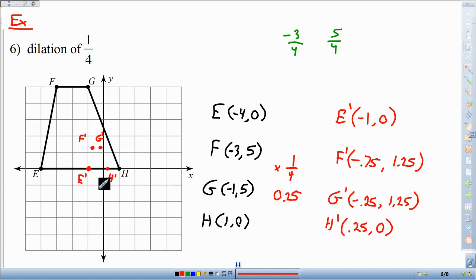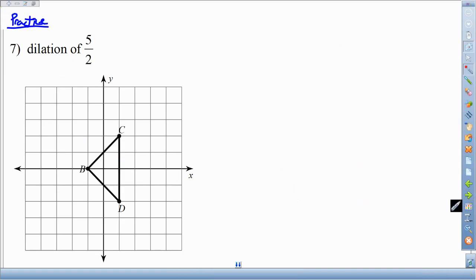All right, so this one's kind of weird, got some 0.25s and whatnot. But when we go to connect it, you guys can see it is the same shape. It has just been shrunk, okay, which again, we should have expected because 1/4 is 0.25. That is a number less than 1. We should expect a reduction. Okay, so I'm going to have you guys go ahead and try out number 7, and then you'll try out 8 afterwards. But start with number 7 there.